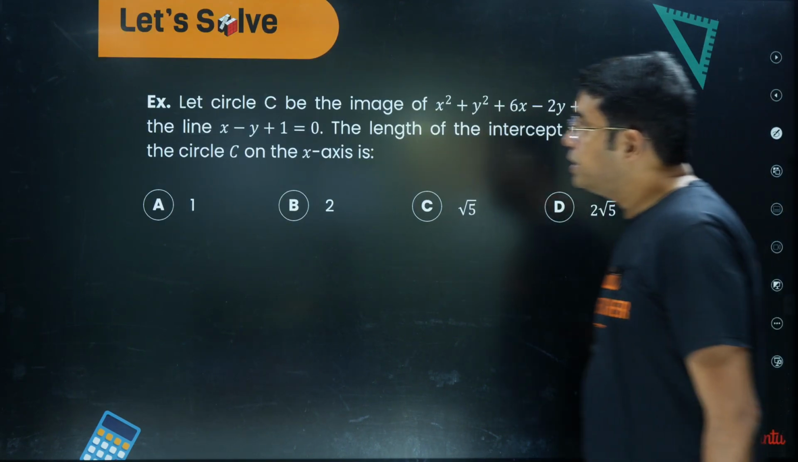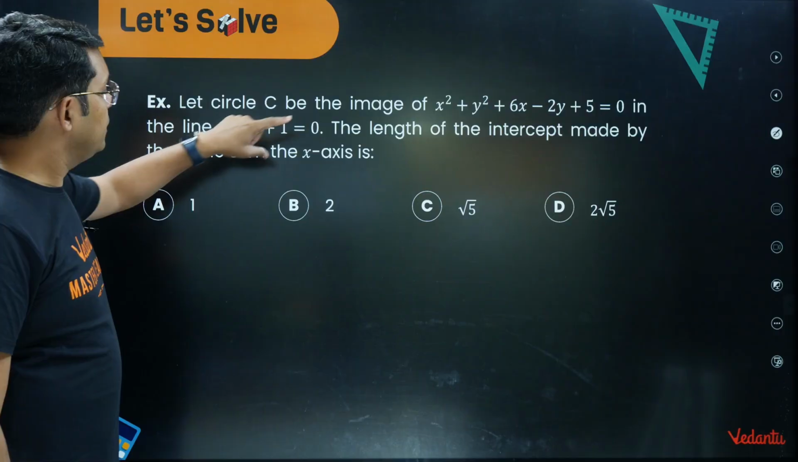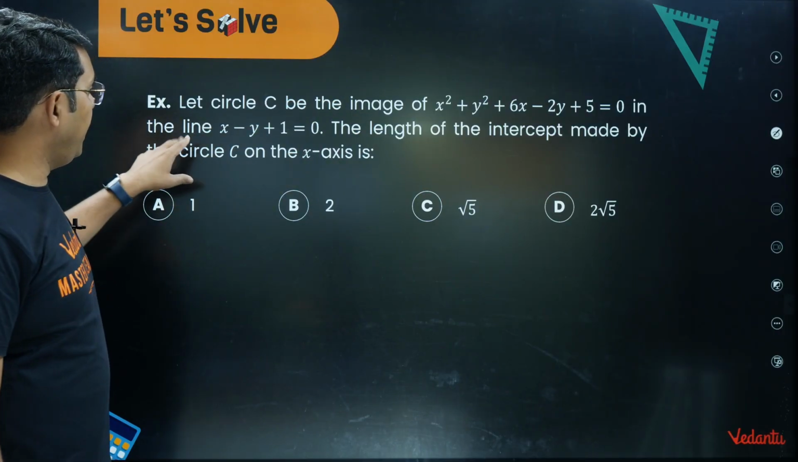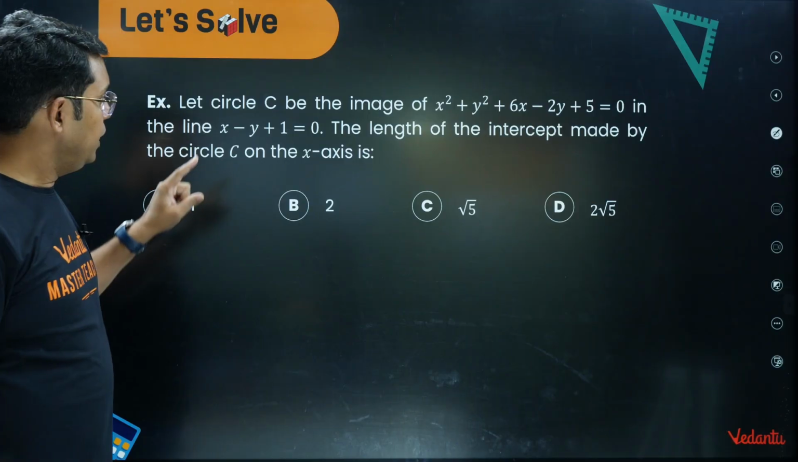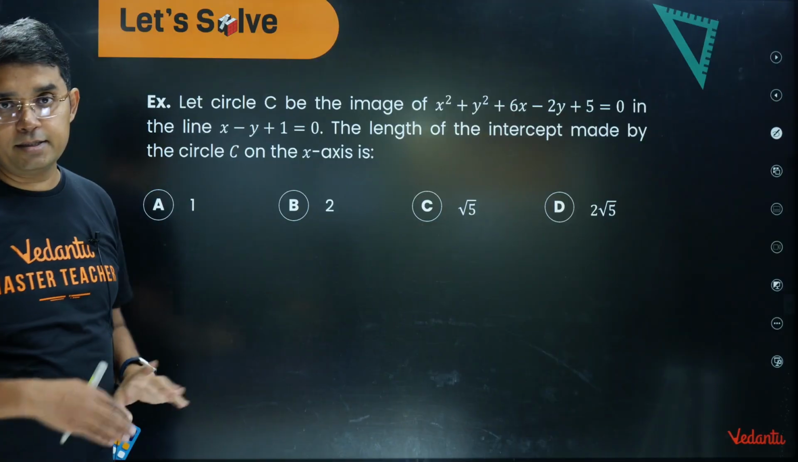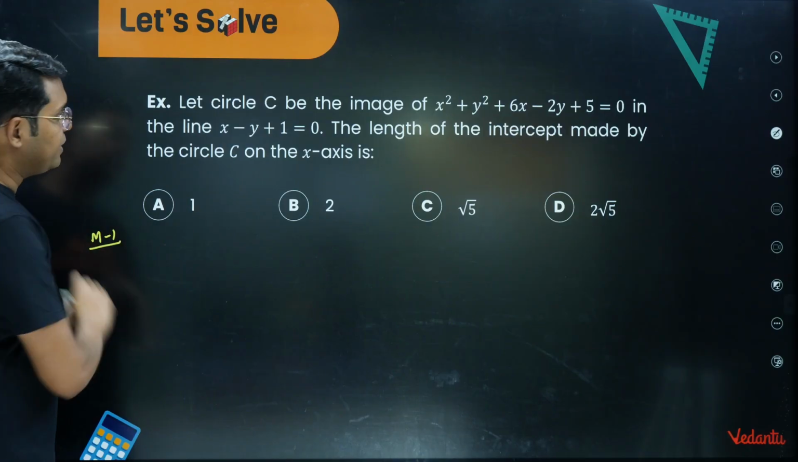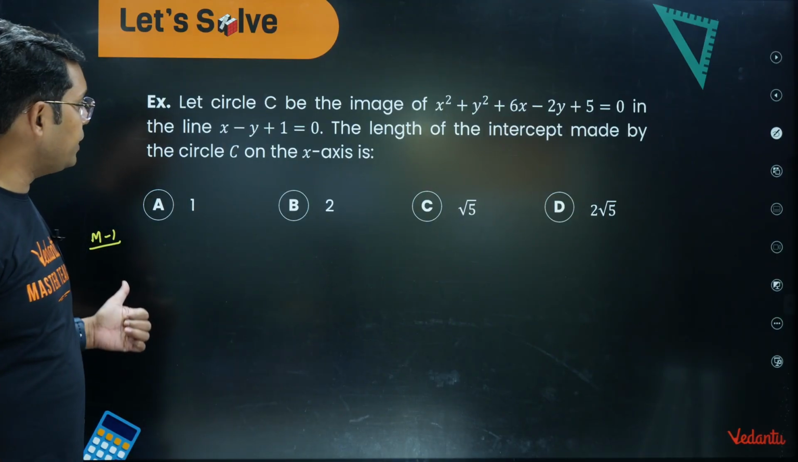Now this question says circle C is the image of this circle in the line x minus y plus 1 is equal to 0. The length of the intercept made by the circle C on the x-axis is. I will tell you this question in two methods. The first method, listen carefully how you can do it.